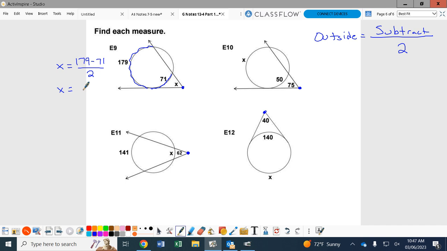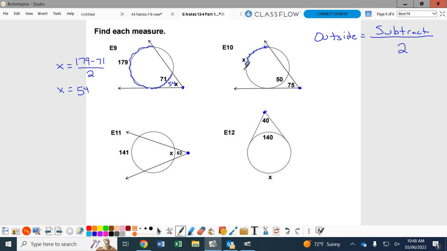What's that give you math-wise when you finish that? 54? 54. There we go. Remember to hit the equals in between, guys. If you don't hit the equals, it's not going to be right. 179 minus 71 equals, then divide by 2 equals. Good. Okay, guys. This one is the same concept.